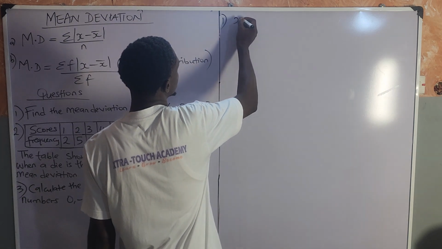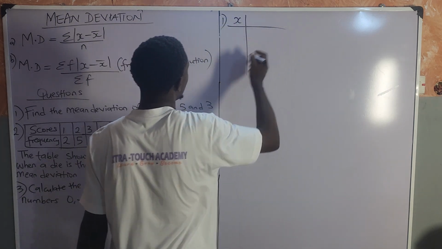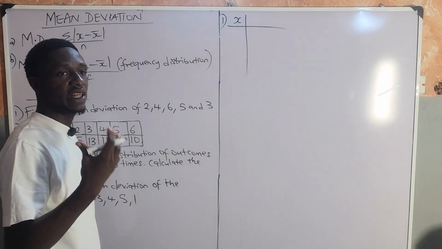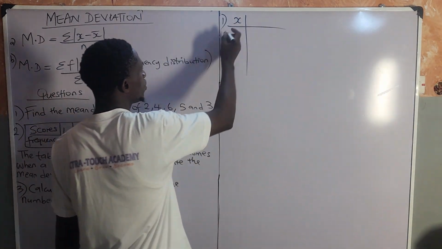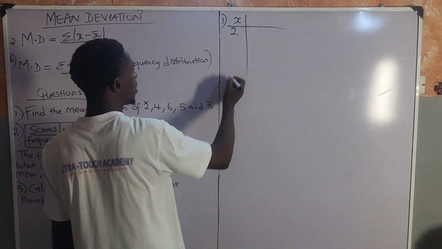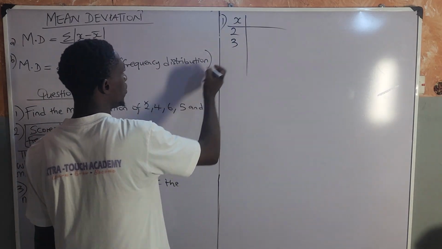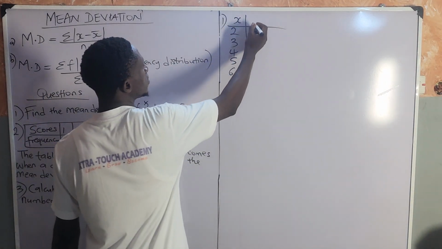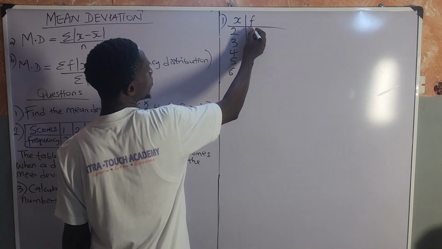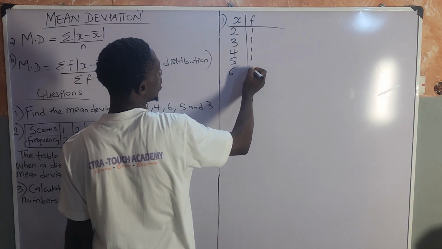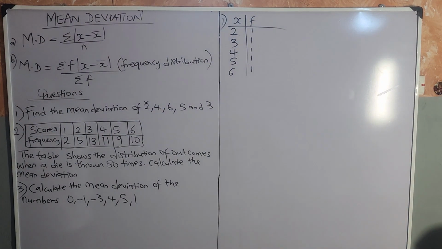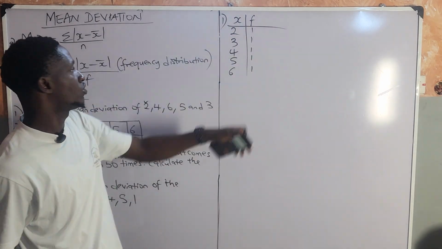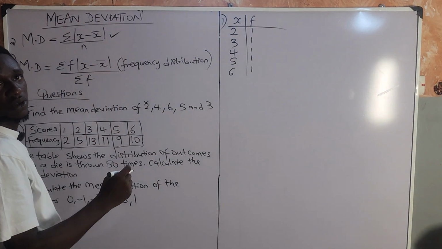We have x. The x represents the information given to us there. So I always like to arrange: I have 2, 3, 4, 5, 6. You can see that the frequency is 1, 1, 1, 1, 1. So what do you discover here? That none of them appeared more than once. So this is the formula to use.